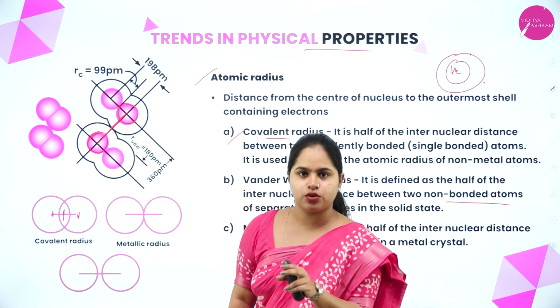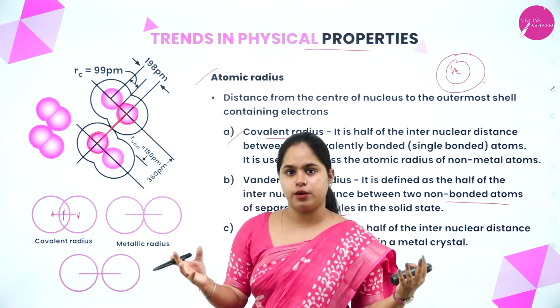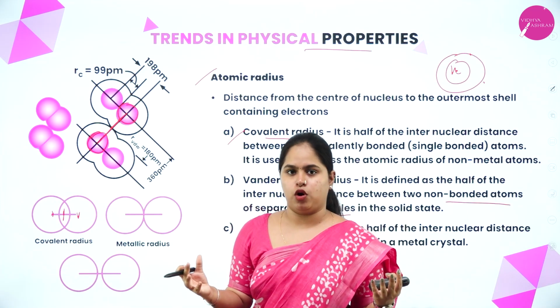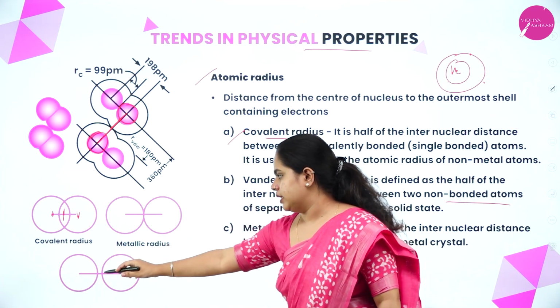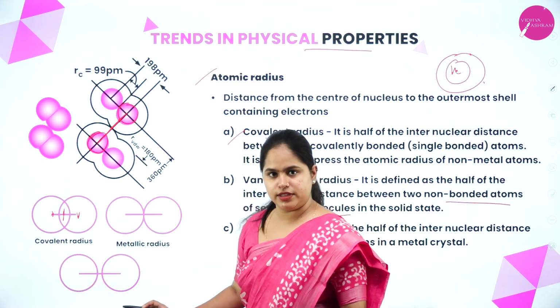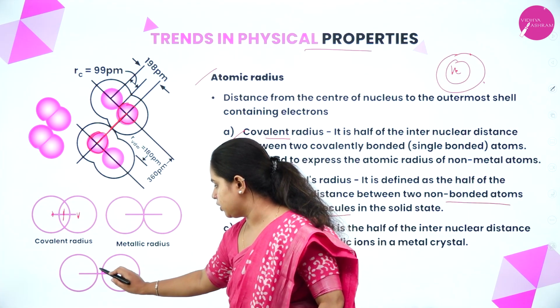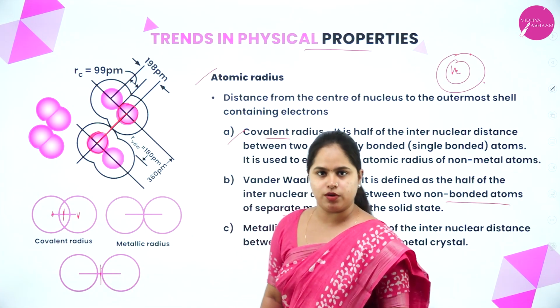So I hope you understood the difference, right? It belongs to two different molecules, the atoms of two different molecules. Yes, as you can see here, it is non-bonded. They are not bonded with each other because they are part of two different molecules. Half of the internuclear distance between them will give you the van der Waals radius.